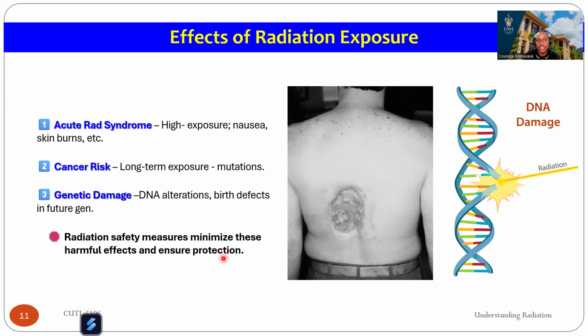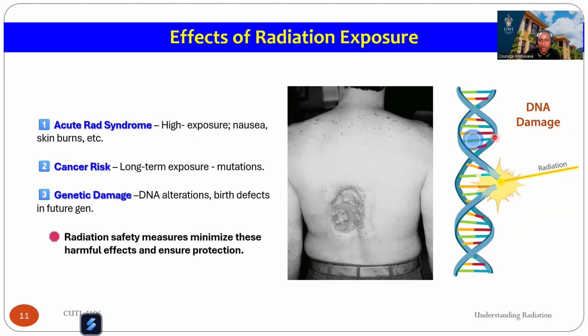Let's look at now the effects of radiation exposure. The effects would depend on the amount of radiation and also the time of exposure, as well as the surface area exposed. If you're exposed to high amounts of radiation, you may develop acute radiation syndrome, which includes burning of the skin, vomiting, nausea, or even organ failure. If you're exposed for a very long period of time, you may develop cancer in the long run due to genetic mutations. You may also encounter alterations of your DNA.